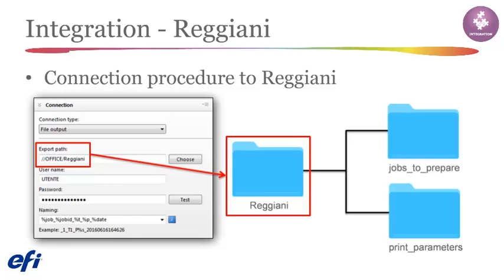To connect FireEXF 6.3 to a Reggiani file server, on the connection pane for the specific output device, you must enter the path to the folder on the Reggiani file server that contains the print_parameters folder. Do not select the print parameters folder itself, but select the containing folder, often labeled Reggiani.